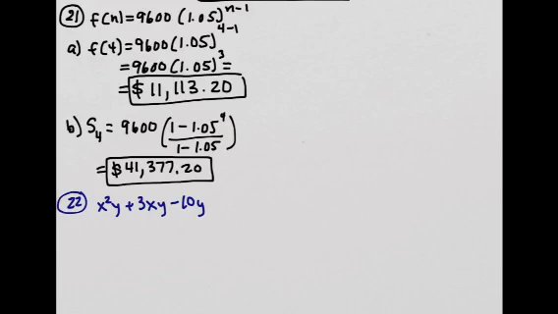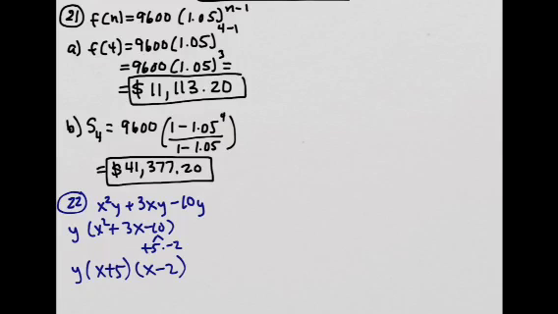The GCF here, the greatest common factor is y, so you get this. And so factors of negative 10 that add up to positive 3 are positive 5 and negative 2. So positive 5 and negative 2, that adds up to 3 and multiplies to negative 10. So then this would be y times x plus 5 times x minus 2.